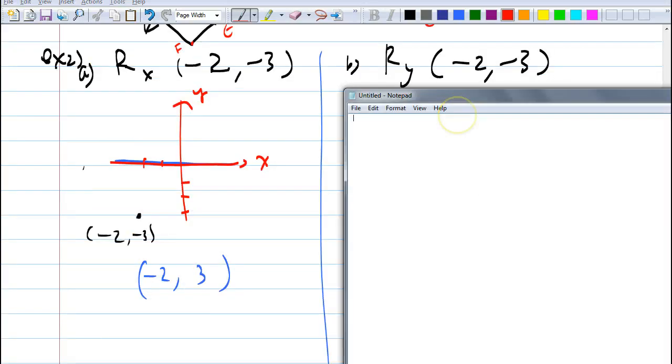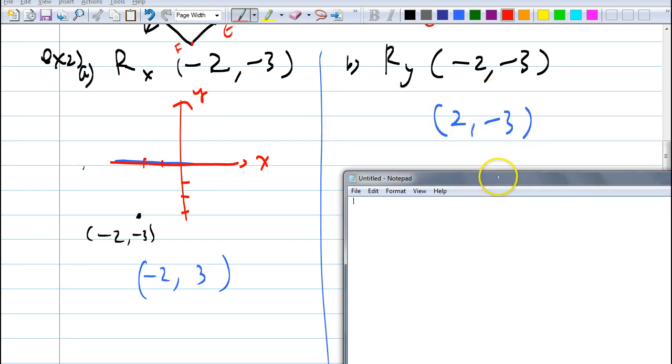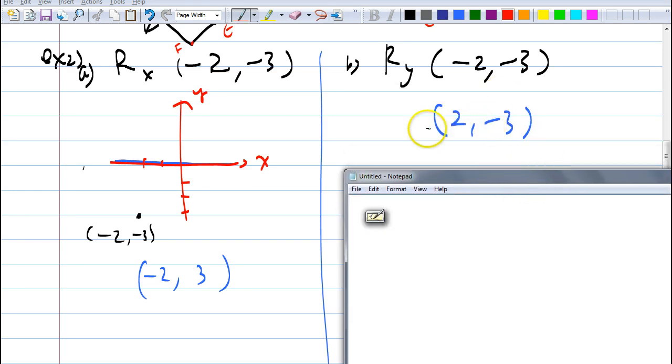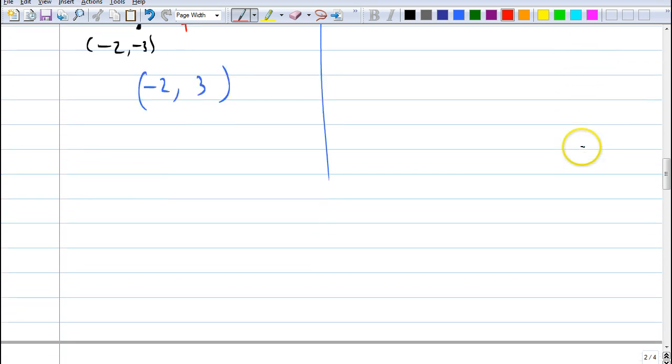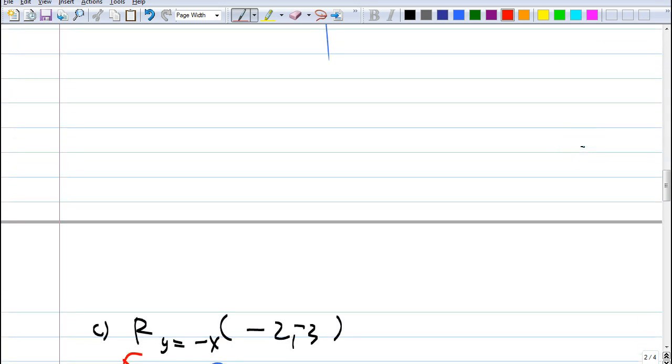I'll wait for you. So when you reflect this, did you get negative 2, 3 for this here? Okay, what about this? Don't you get 2, negative 3 if you were to reflect on the y-axis? Now, what if I ask you to graph this? What do you think this means? Y equals negative x.